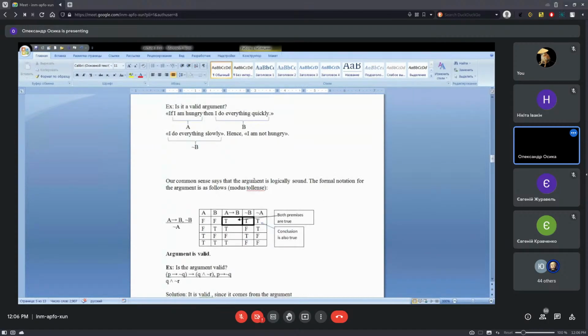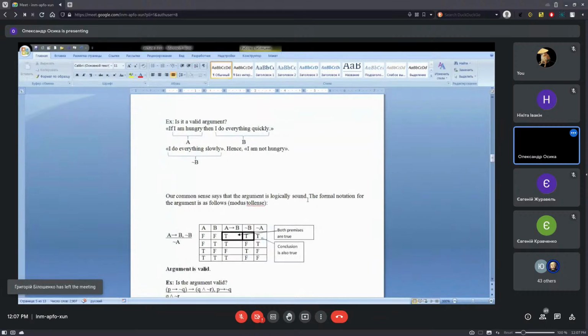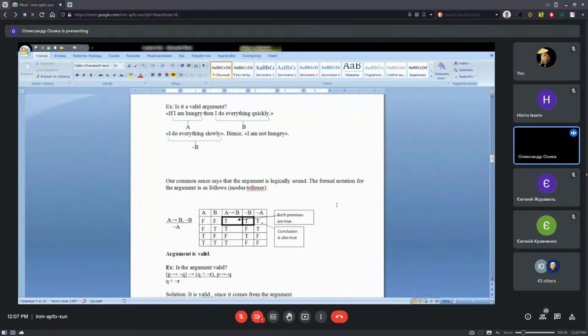Our common sense says that the argument is logically sound. The formal notation for the argument is as follows. A implies B, because I'm hungry, let it be A. I do everything quickly, B. I do everything slowly, not B. So A implies B, not B. Hence, therefore, I am not hungry, not A.